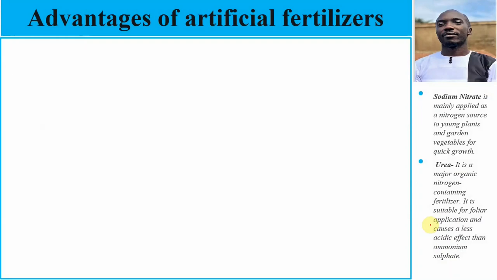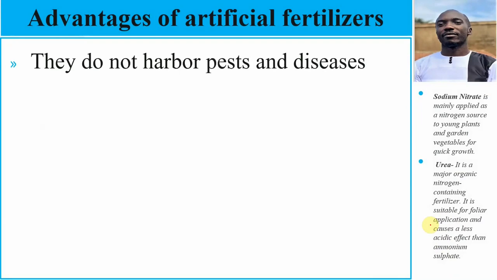We look at advantages of fertilizers. One, remember we are looking at artificial fertilizers. One, they do not harbor pests and diseases. In other words, they don't shelter pests. When we talk of pests, these are living organisms that can destroy crops when they're in the garden. Then we have diseases. We have very many different types of diseases that can affect our crops.